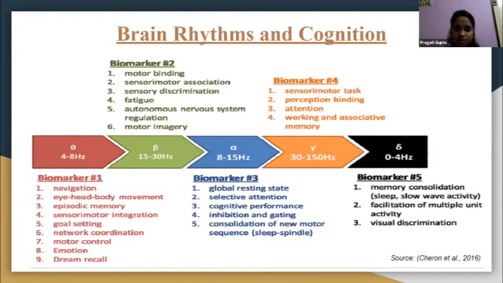Similarly, there are more functions of brain rhythms and cognition, from navigation, so basic cognitive functions, to higher cognitive functions and basic sensory perception too. These are some of the functions of the neural oscillations.